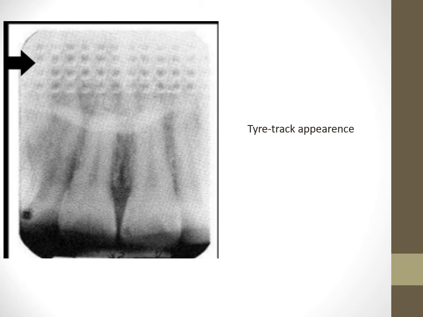If the film packet is reversed in the mouth, we come across tear track appearance. It's also called, where the arrow is shown, the herringbone defect. It's a faulty radiograph. It appears light as well as the tear track appearance is seen, which is again a faulty radiograph.